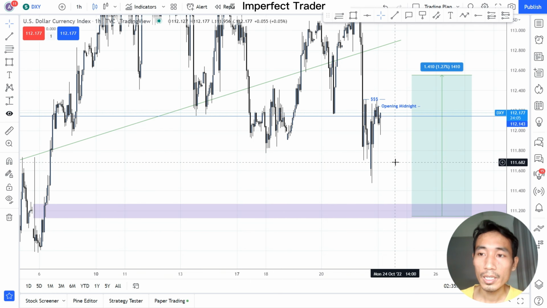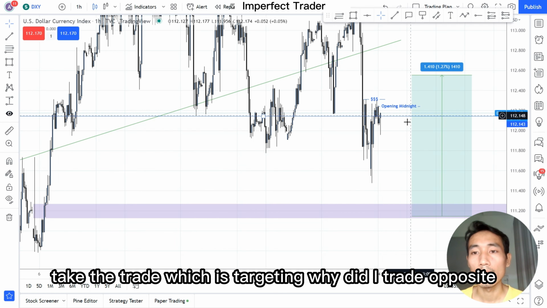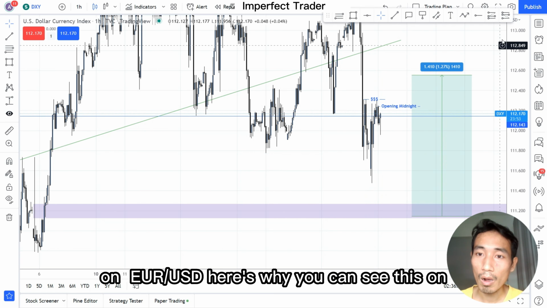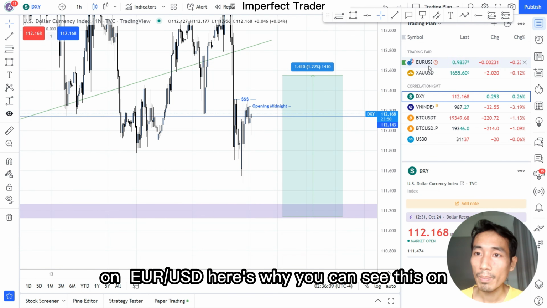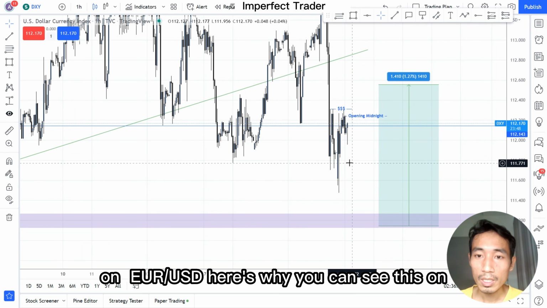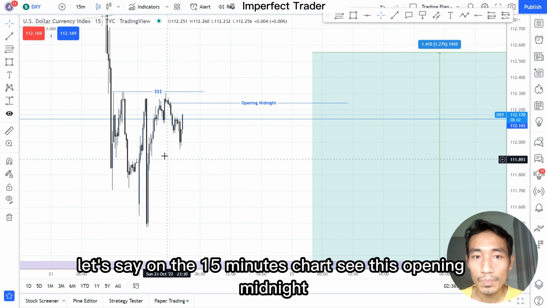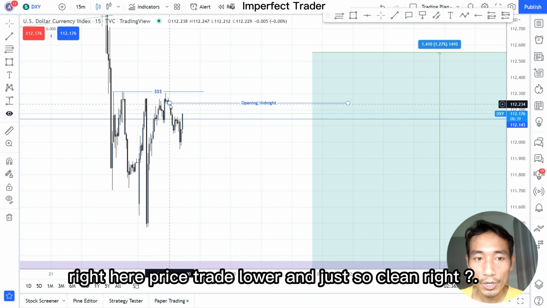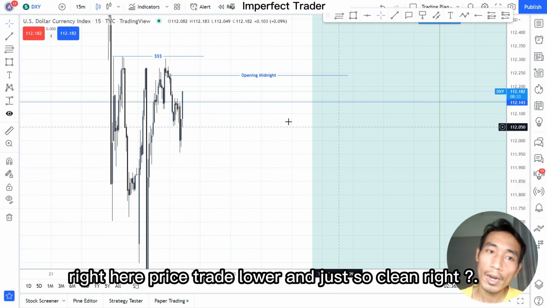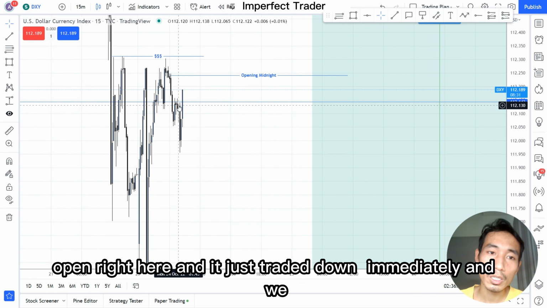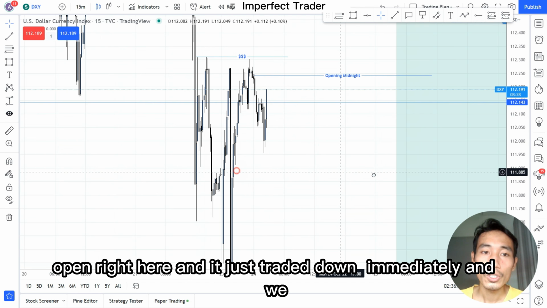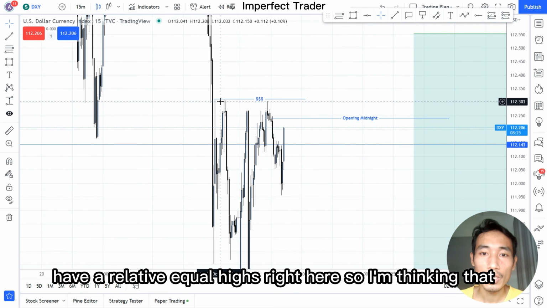So why did I take the trade, which is targeting, why did I trade opposite on euro against the American dollar? Here is why. You can see this on, let's say, the 15-minute chart. See this opening midnight right here, price traded lower, and it's just so clean, right? Price opened right here and it just traded down immediately. So we have a relative equal high right here.